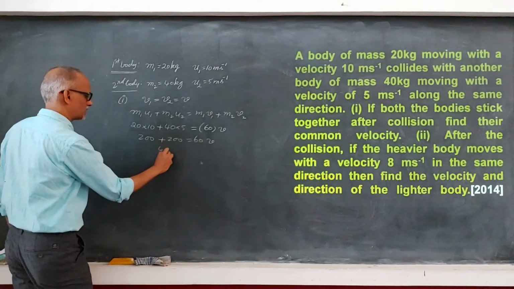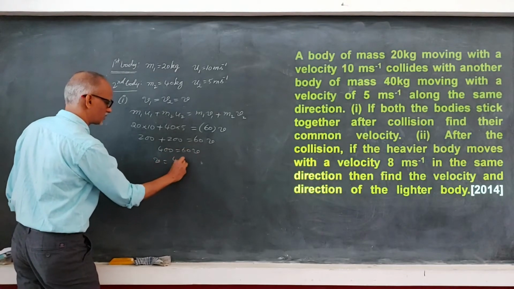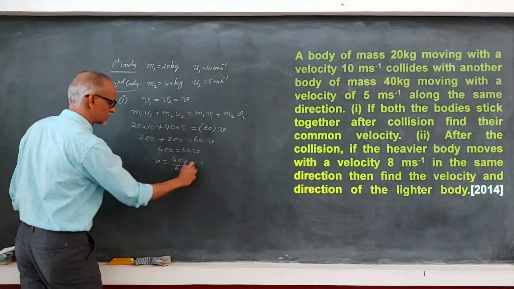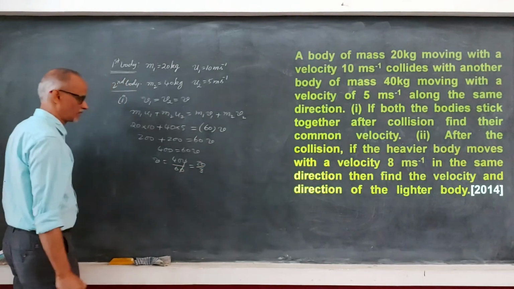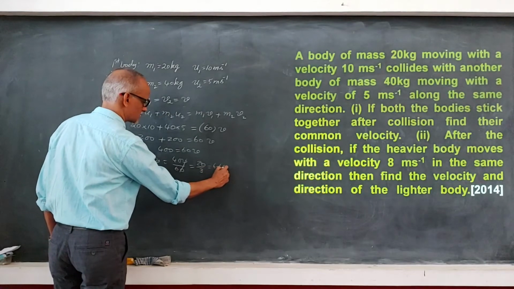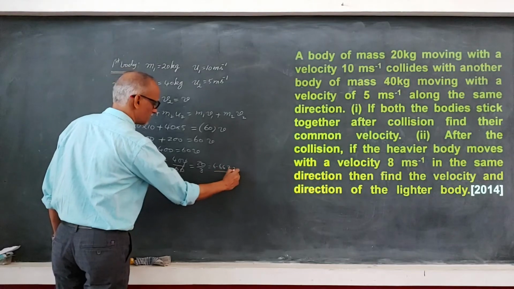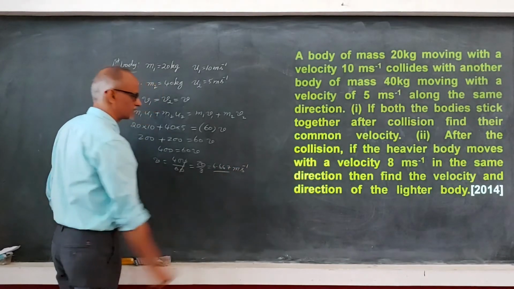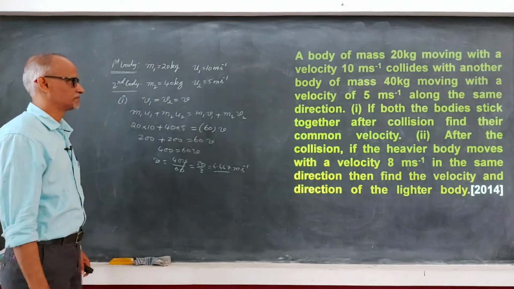So 400 is equal to 60 v. So v is equal to 400 by 60. The 0 will get cancelled. That is same as 20 by 3. And 20 by 3 is 6.66, we'll get recurring here, so 6.67. We are finding velocity, so that's why it is meter per second. So this is the first option.